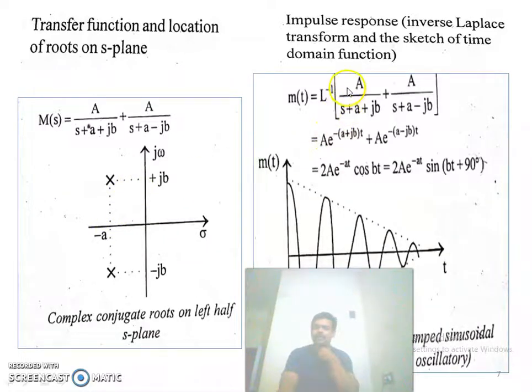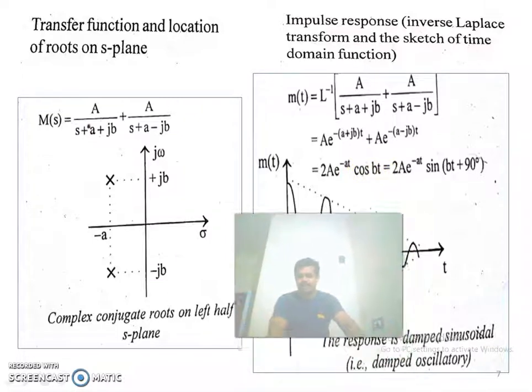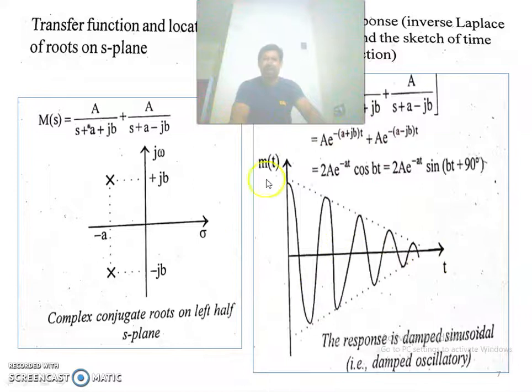When taking the inverse Laplace transform, we get A into e to the power minus (a plus jb) t plus A into e to the power minus (a minus jb) t. On simplification we get 2A e to the power minus at into cos bt. We can write cos bt as sin (bt plus 90). This is the response of that system: the response is damped sinusoidal, that is, damped oscillatory.